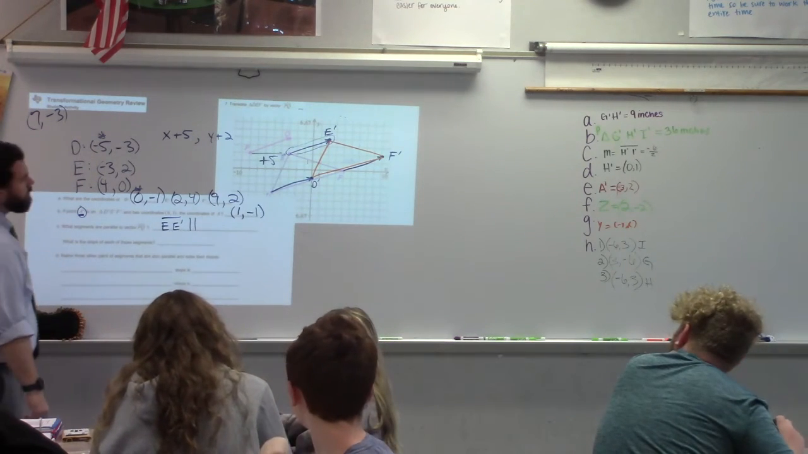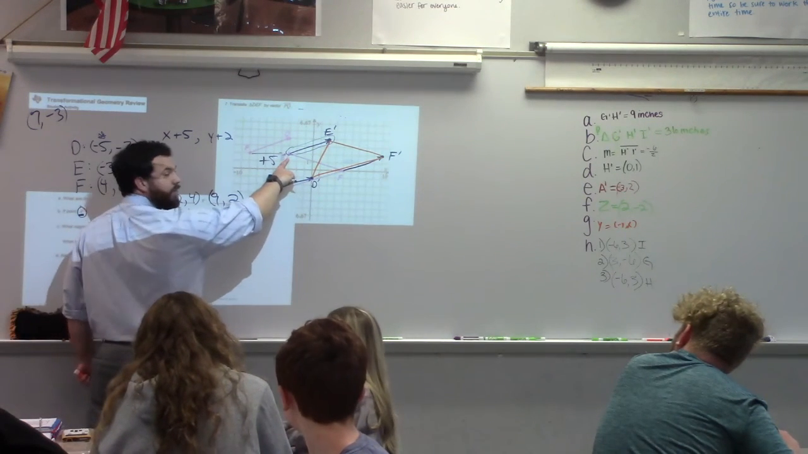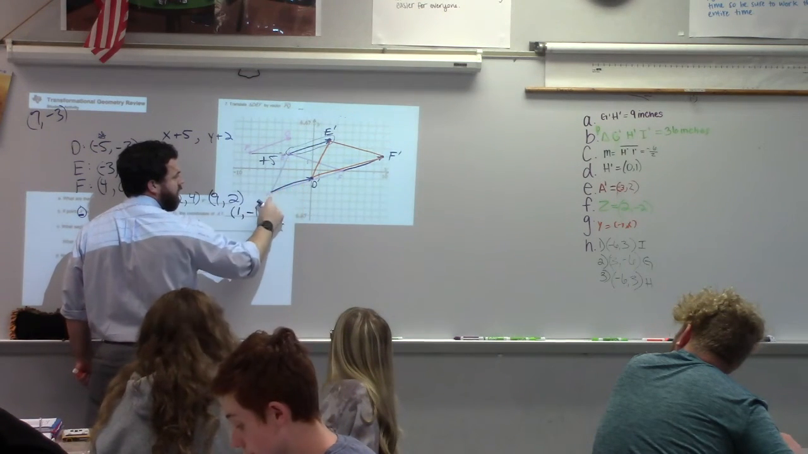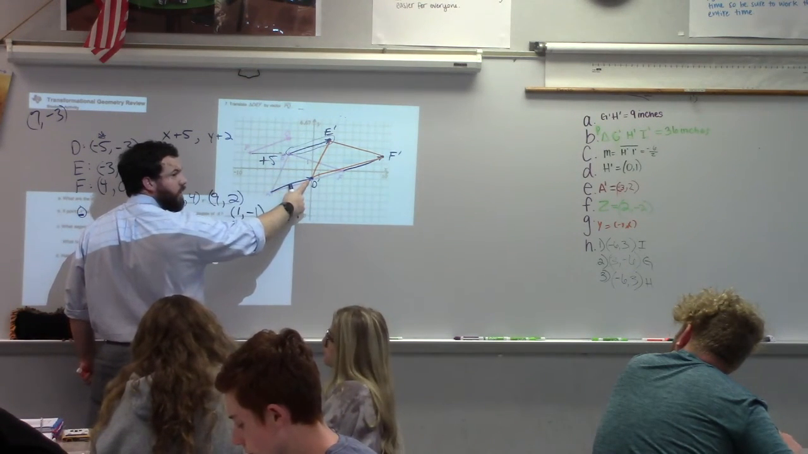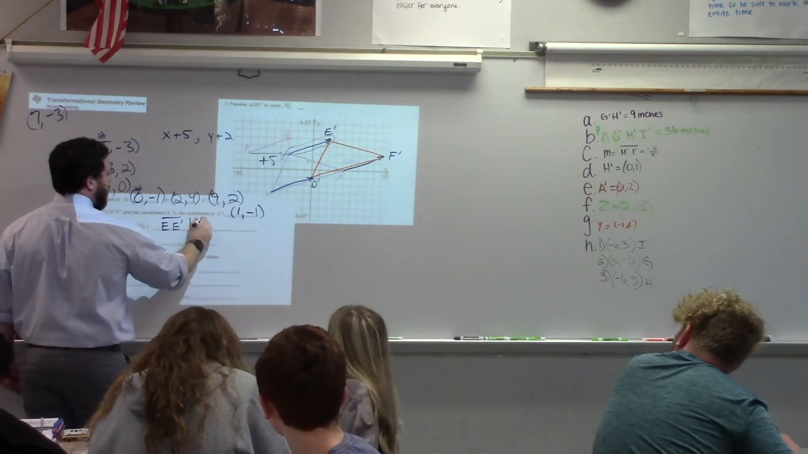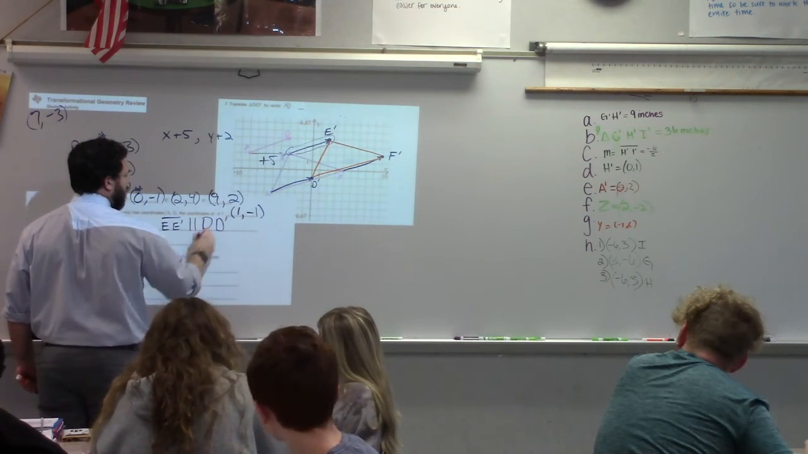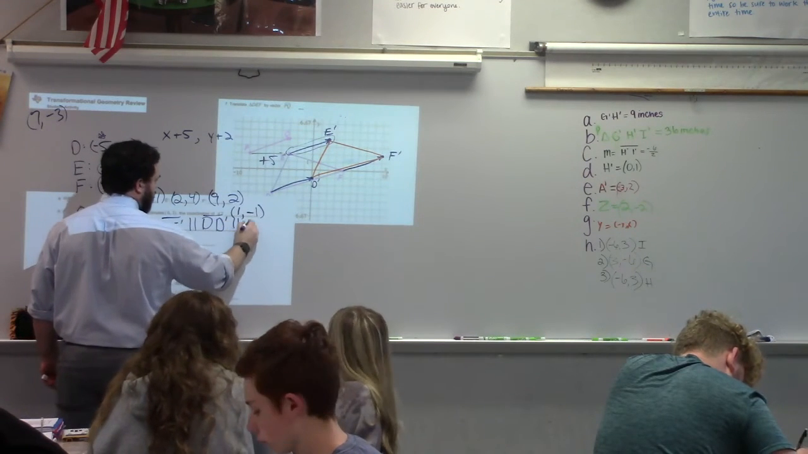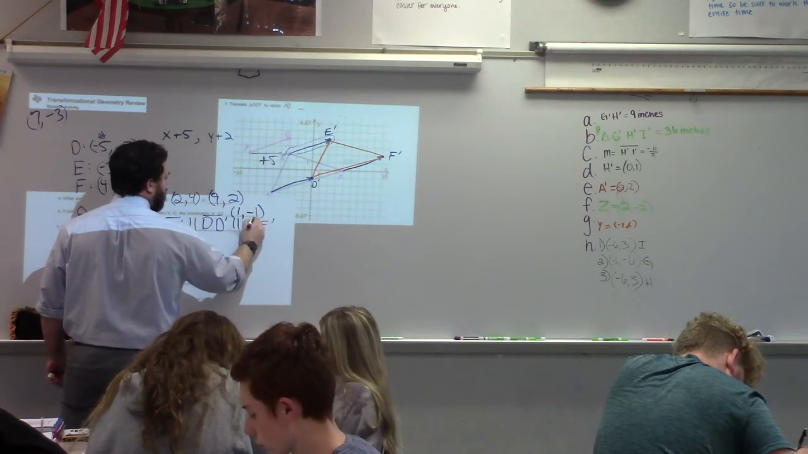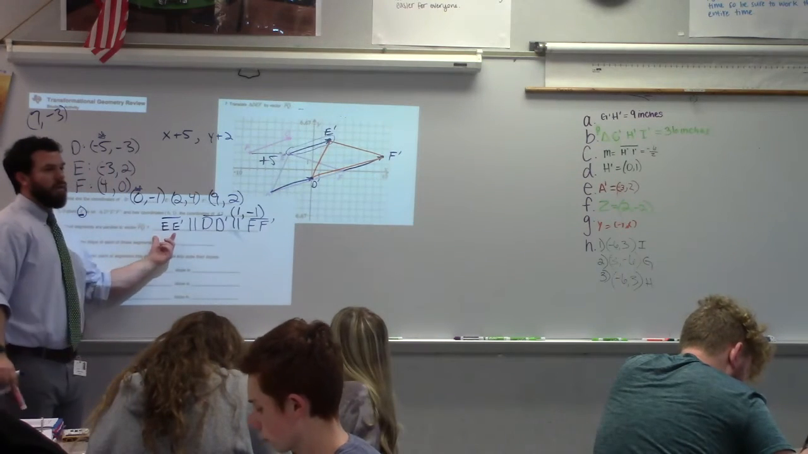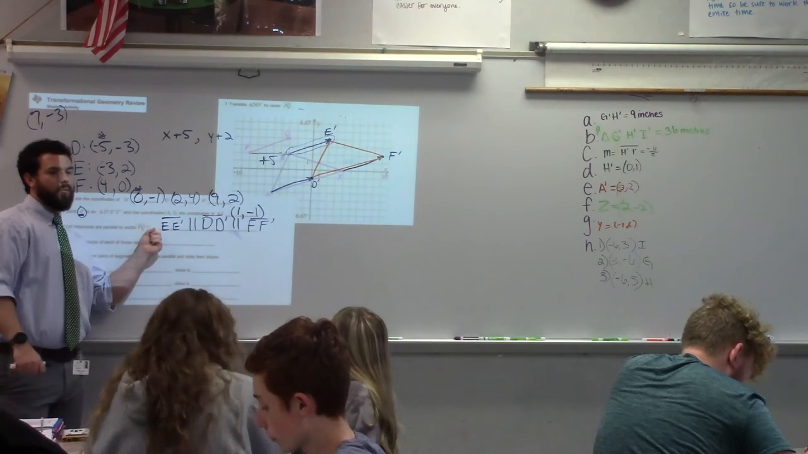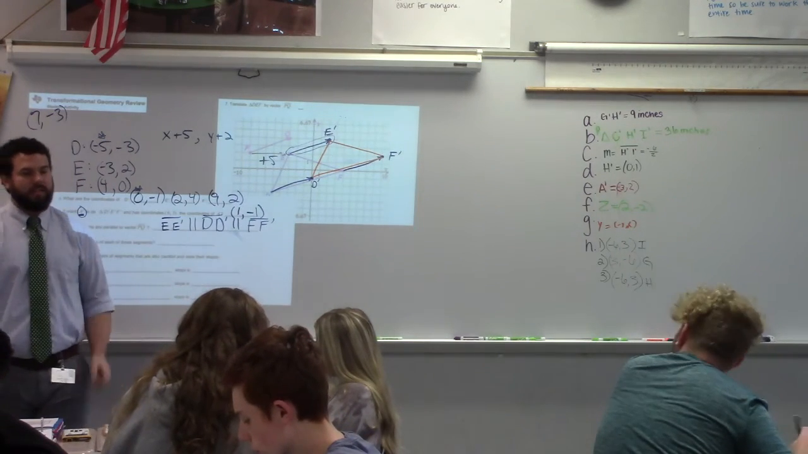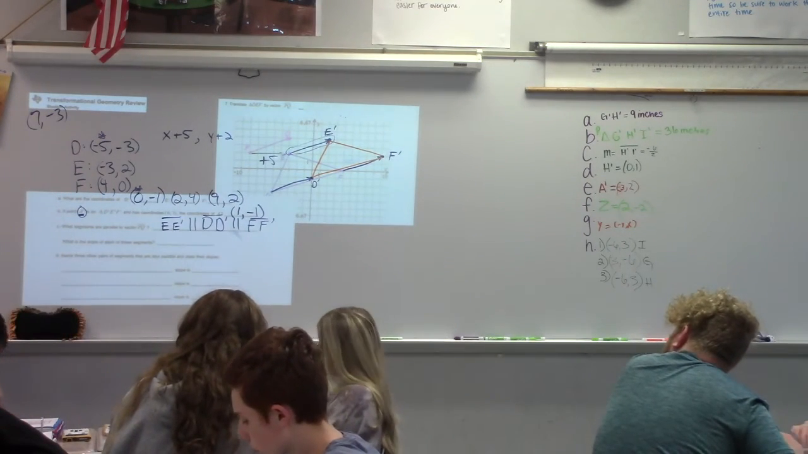DE. DE is parallel? I would say D to D prime, right, isn't it? It's literally got the same vector. What else? F prime. Right. Notice the vector between the pre-image and the image is the same as the translating vector. That's how we got those two points.